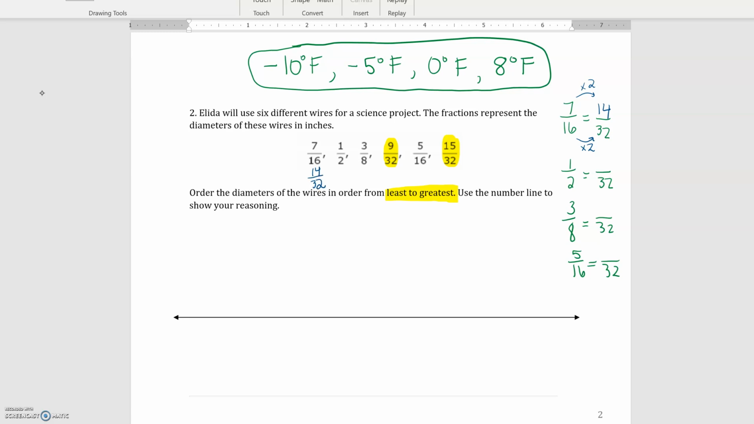So right now, convert the other 3 into fractions out of 32, and then we'll use that to help us rank them from least to greatest. Pause here so you have some time to work on converting these 3 fractions.